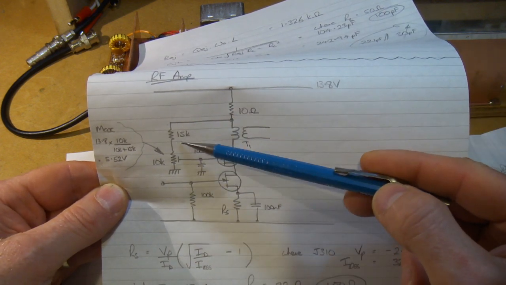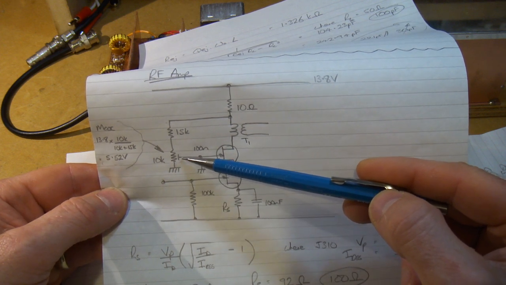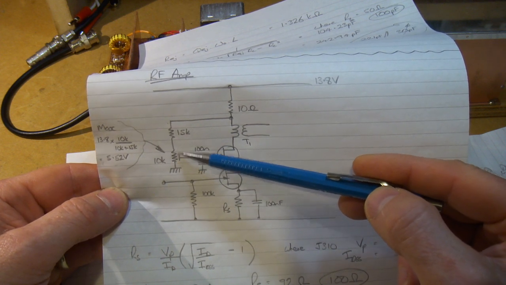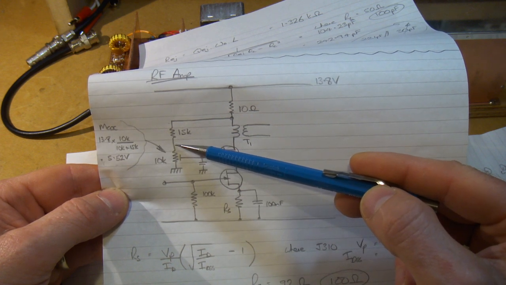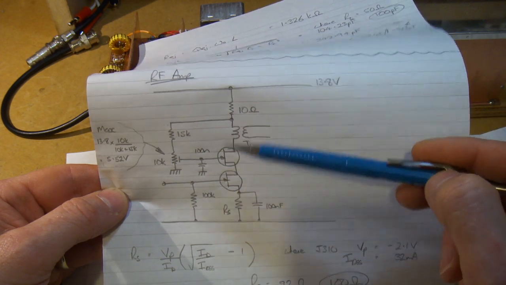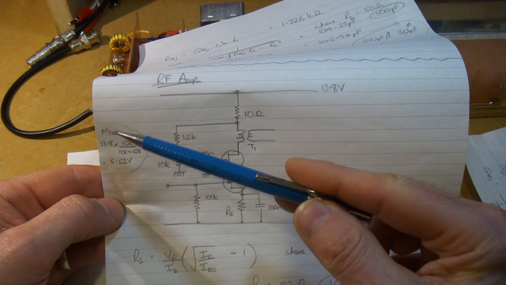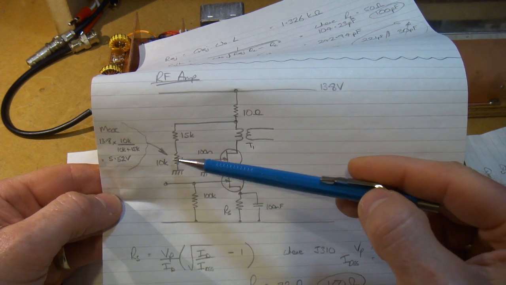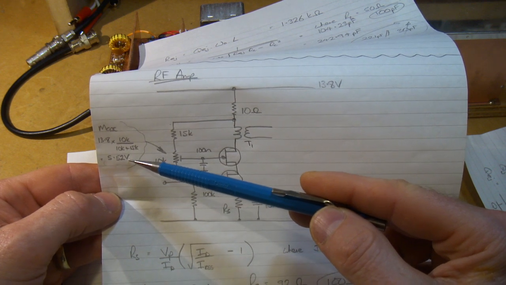That was a series 15k ohm resistor in series with a 10k trim pot. So if this wiper arm here was at the most extreme position here, what I don't want to do is apply the whole 13.8 volts to that, so we've got a bit of a voltage divider here. So there goes the formula, 13.8 times 10k over 10k plus 15k equals 5.52 volts.